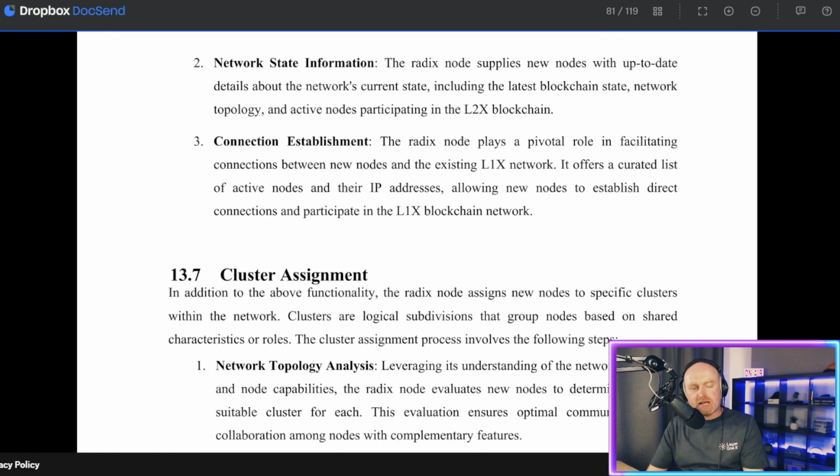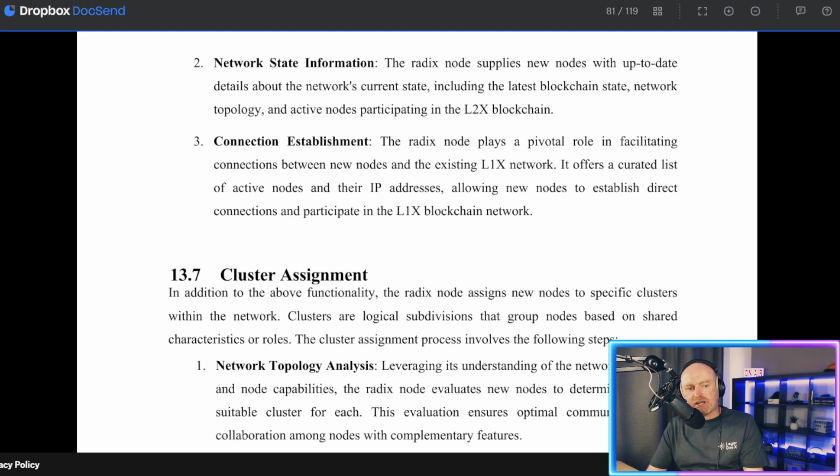Number 2. Network state information. The Radix node supplies new nodes with up-to-date details about the network's current state, including the latest blockchain state, network topology, and active nodes participating in the L1X blockchain.